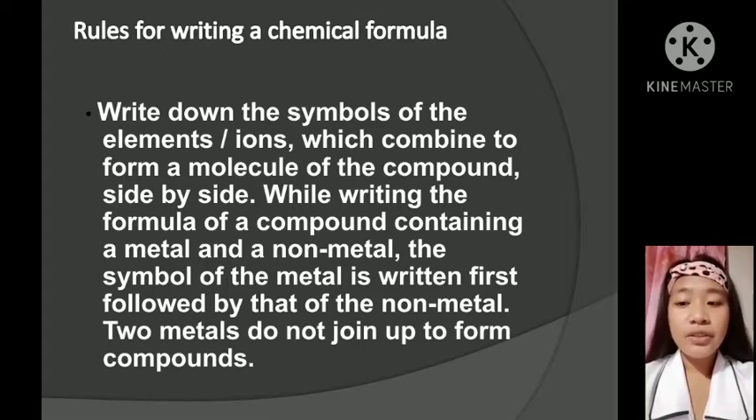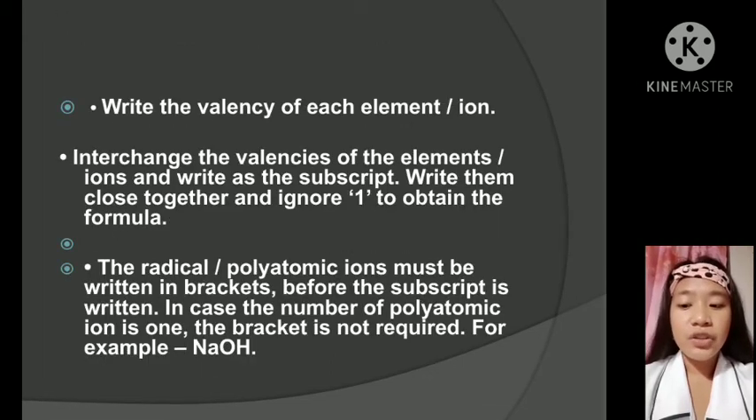First, write down the symbols of the elements or ions which combine to form a molecule of the compound side by side. While writing the formula of a compound containing a metal and a non-metal, the symbol of the metal is written first, followed by that of the non-metal. Two metals do not join up to form compounds. Second, write the valency of each element or ion. Third, interchange the valencies of the elements or ions and write them as subscripts. Write them close together and ignore 1 to obtain the formula.